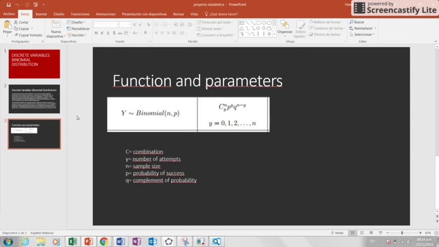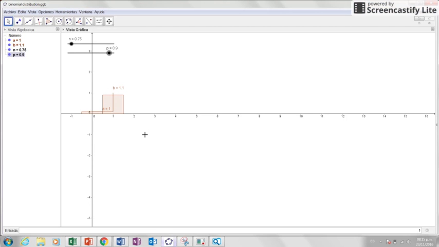So this is the function and parameters for a binomial distribution. The function is C(n, y) times p to the y times q to the n minus y, where C equals combination, y equals the number of successes, n equals the sample size, p is the probability of success, and q is the complement of the probability. So now we're going to use GeoGebra to show an example.